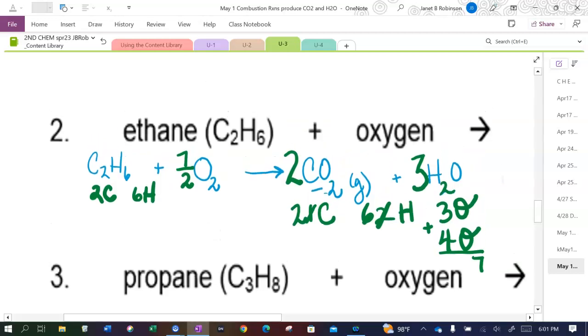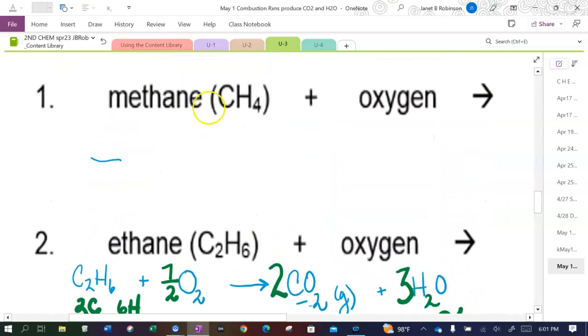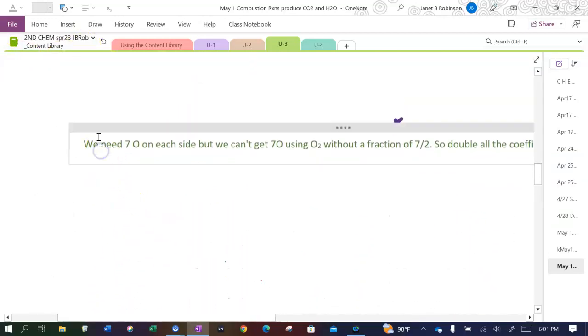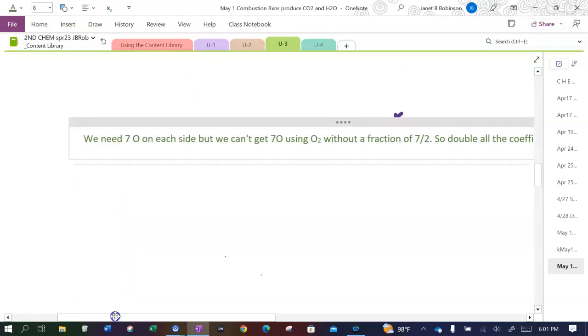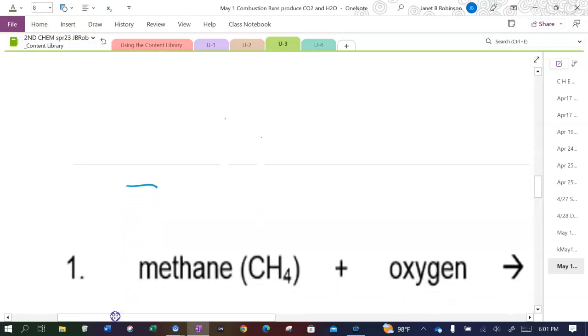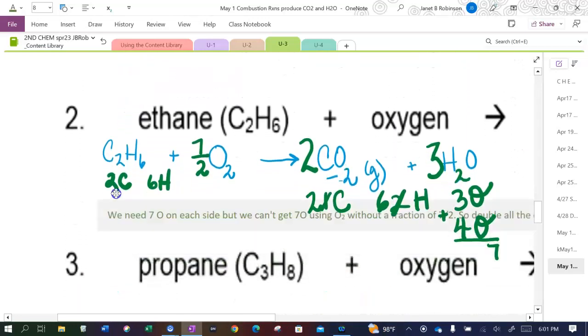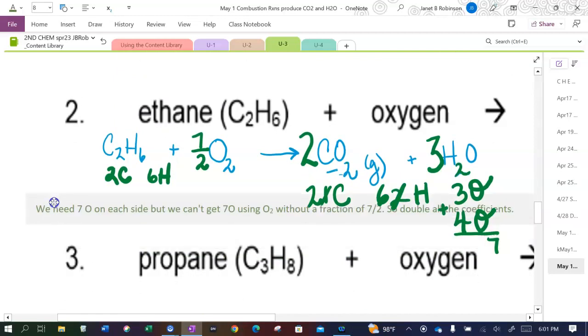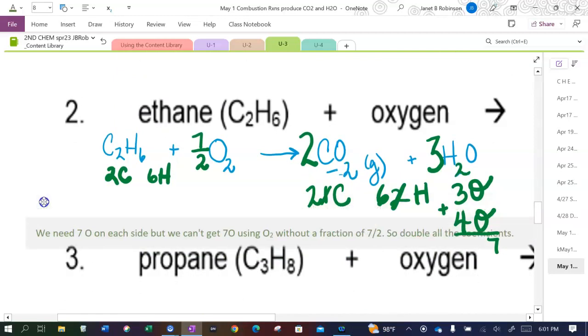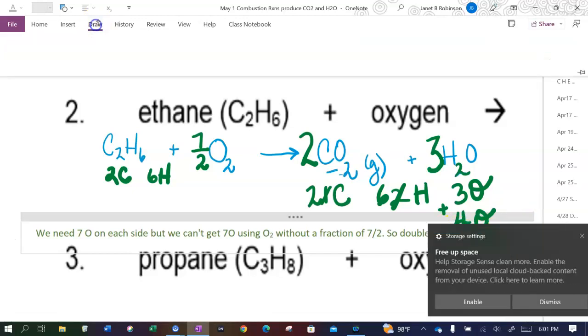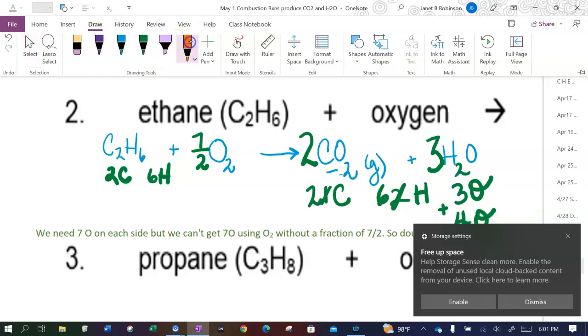Well, it isn't okay. So let me go up and get this little thing that disappeared. Here it is. All right, let's bring that down here. All right, we need 7 oxygens on each side. But we can't get 7 using O2 without the fraction. So double all the coefficients. So we're going to go and double everything that we have already.